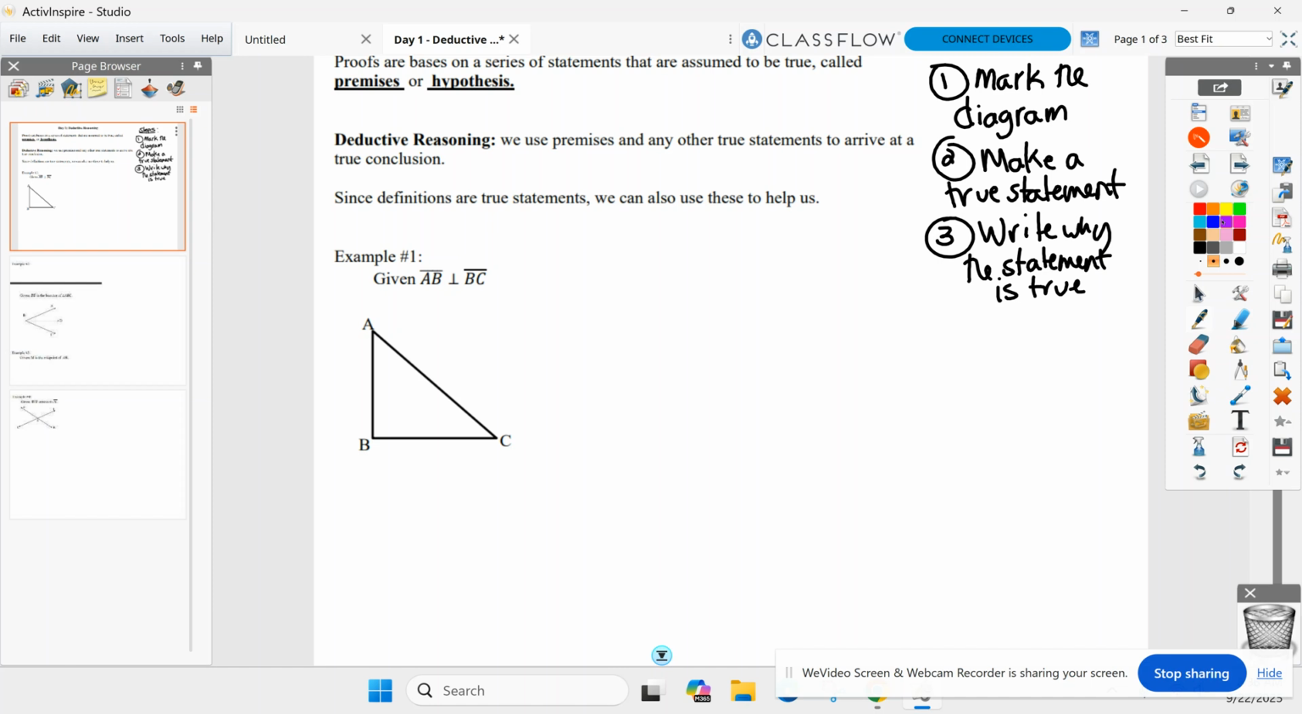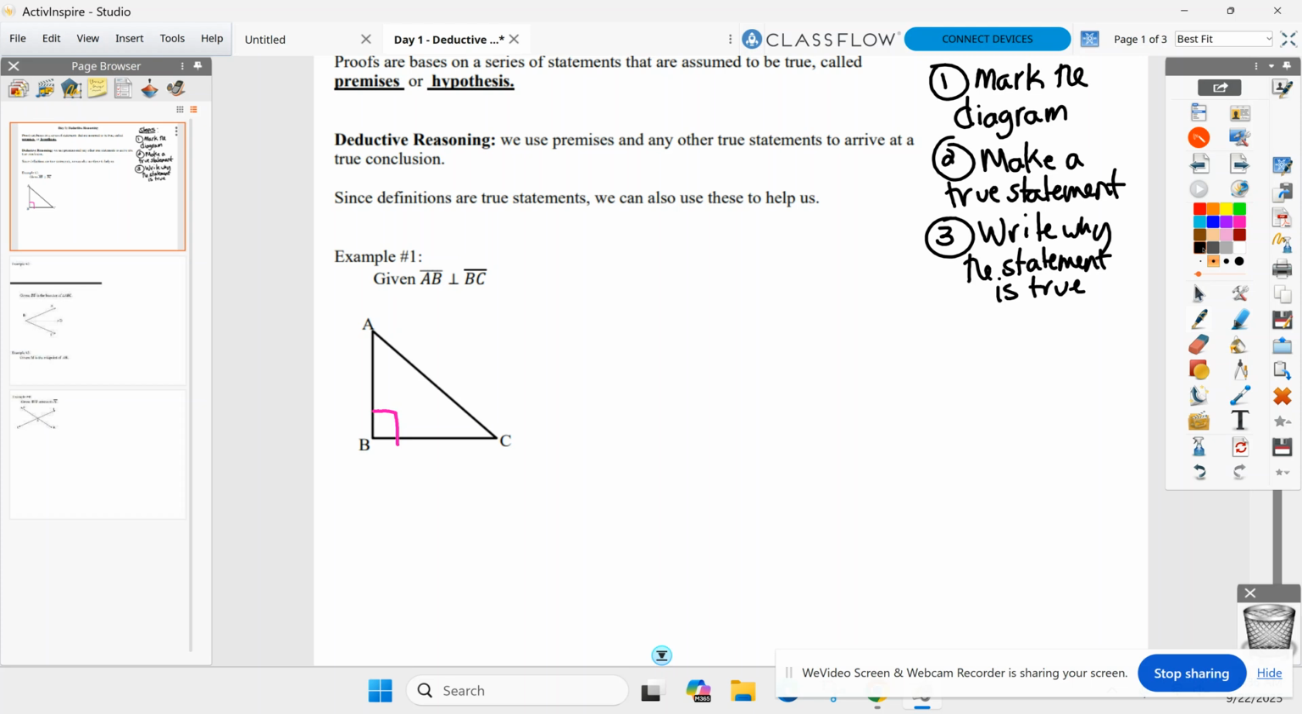Step 1, mark the diagram. Because you know that symbol, and that symbol means right angle, I can put a right angle there confidently. That's your first step, mark the diagram. There's nothing else. Don't put hash marks on there because you assume that they're equal. Nope, that's it. Step 2, make a true statement. Your true statement comes from whatever you just marked. What did we just mark here? You now know angle B is a what? Right angle. There's your true statement.